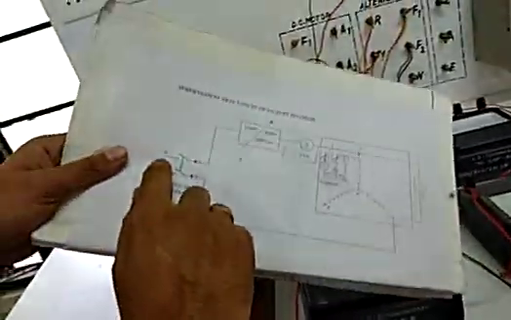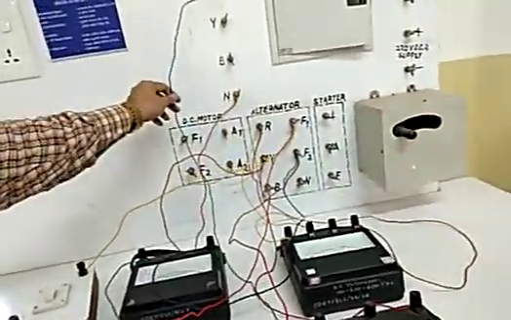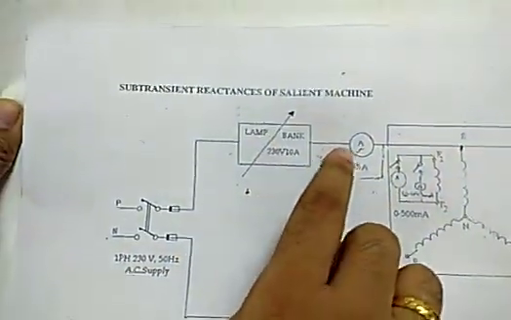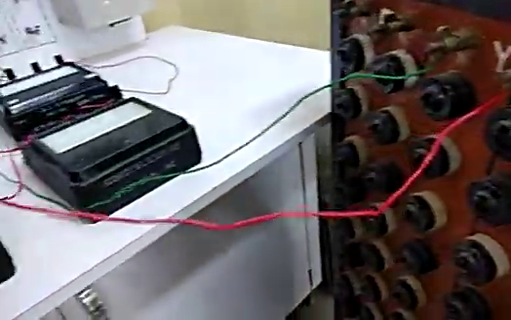I will explain to you. First we will trace the connection. If you see the R phase, I have connected it to the lamp bank, so you can see this green color wire. It is connected to the lamp bank over here. One phase I have used. Then from the lamp bank it is going to the ammeter. You can trace this from lamp bank to the ammeter.